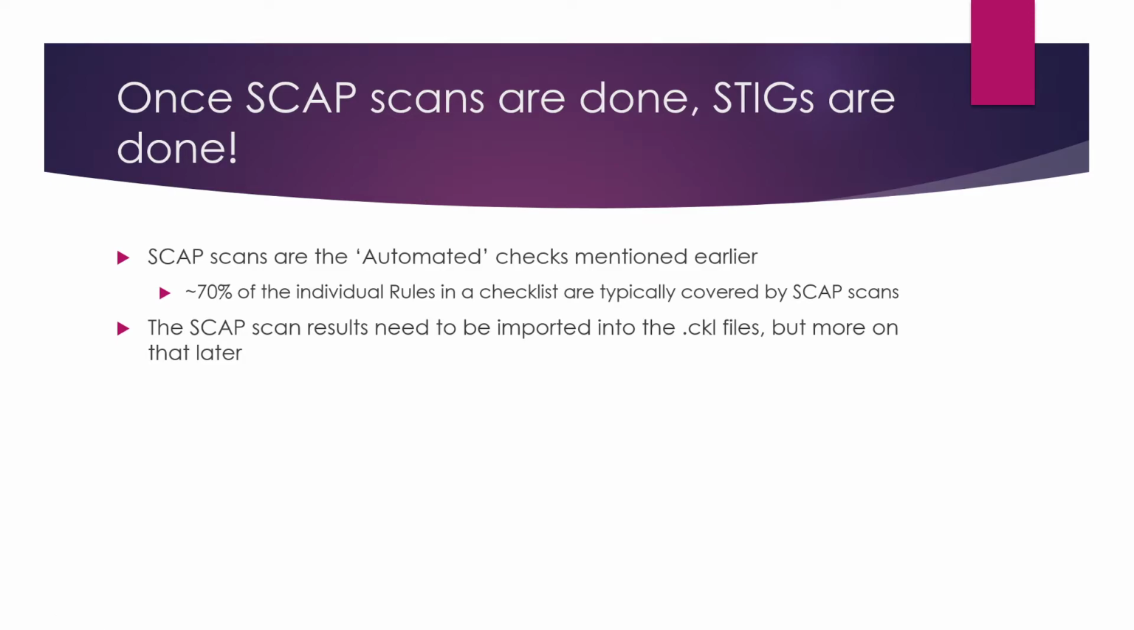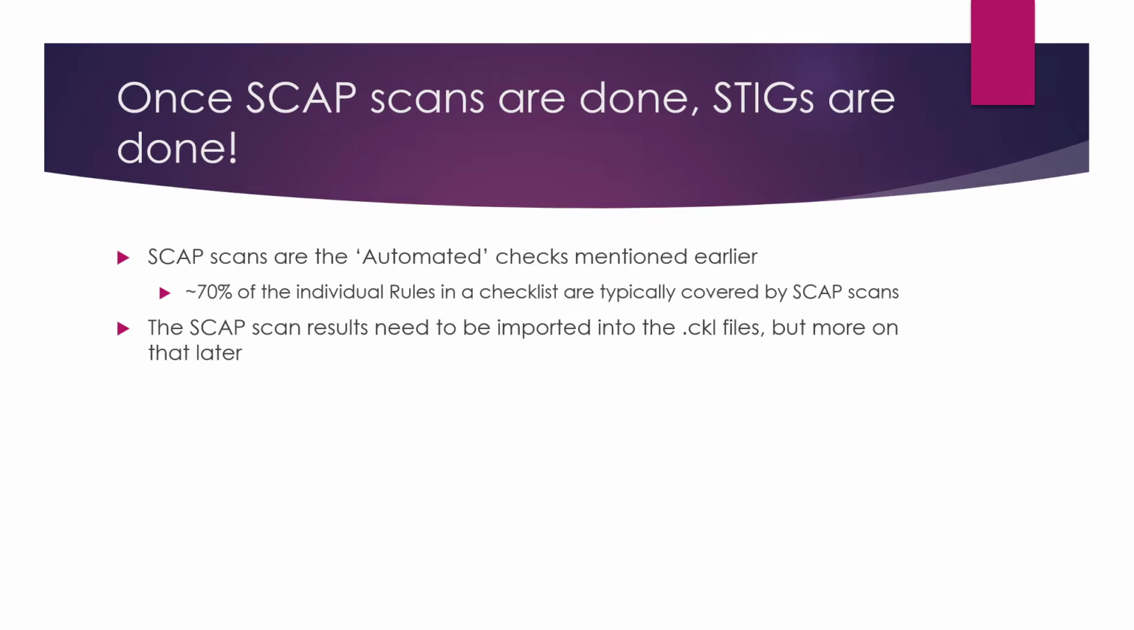Once the SCAP scans are done, STIGs are done. That's incorrect. The SCAP scans are done by the SEC tool. You get that from the DISA website, but we'll talk about those a lot later. And these are actually what is the automated checks. So about 70% of the individual rules in your full checklists are typically covered by the SCAP scans.